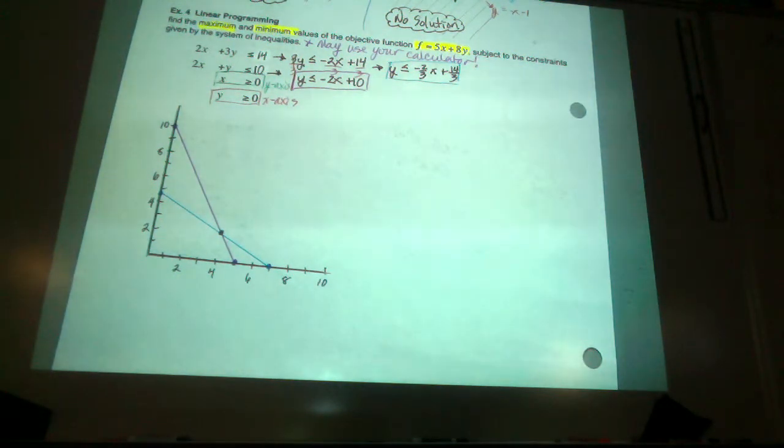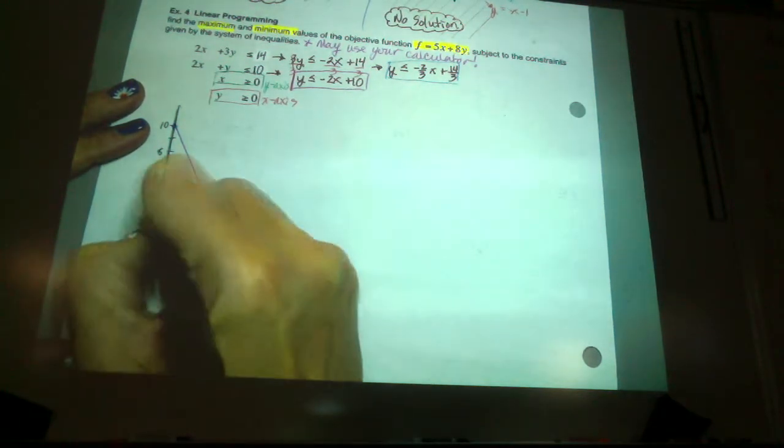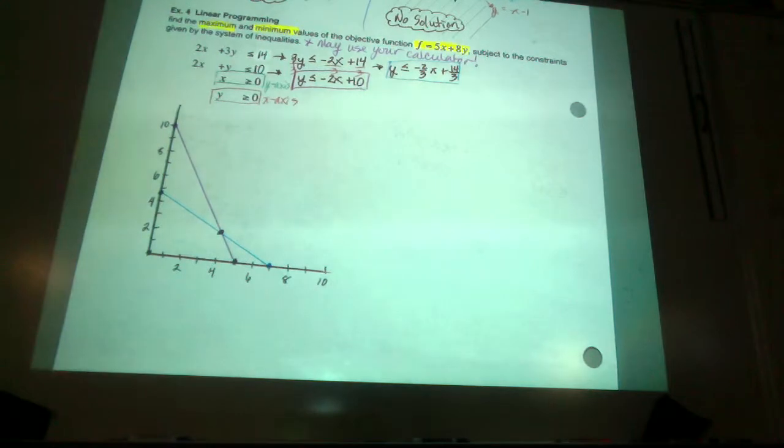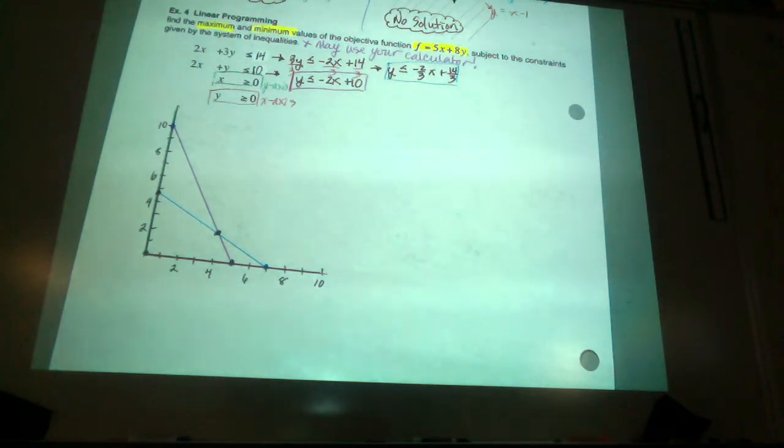So what happens is these 4 lines have created a quadrilateral here, here, and here. Those are your critical points. We're going to find those critical points in a moment. You can easily tell what 3 of them are. This is the one that's harder. So we're going to go ahead and graph on our calculator.